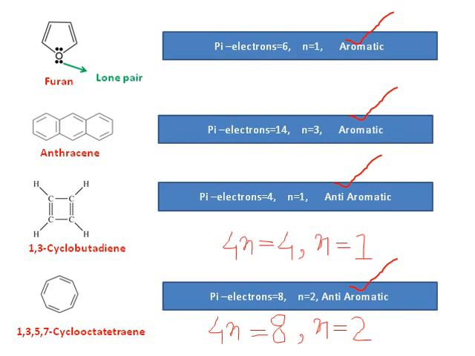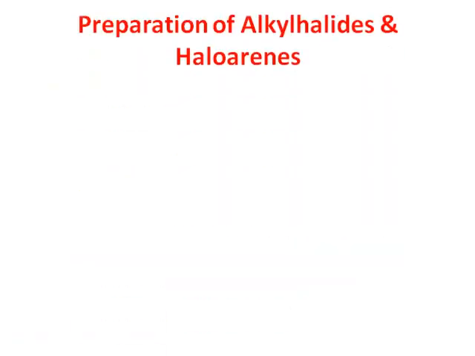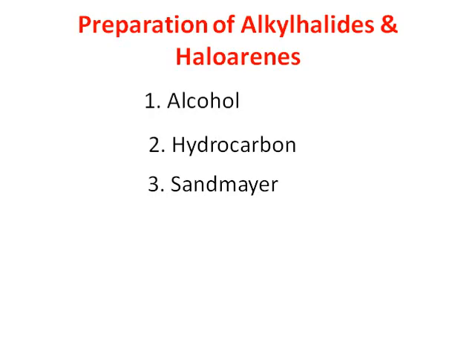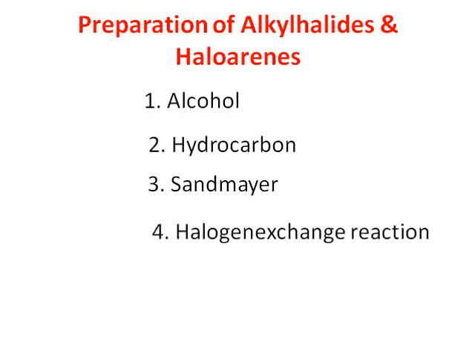Next we will go to a different topic, preparation of alkyl halides and haloarenes. In your syllabus, preparation is given from alcohol, hydrocarbon, Sandmeyer reaction and halogen exchange reaction. But here I will discuss preparation of alkyl halides and haloarenes only from alcohol. So here alcohol reacts with hydrogen halide in presence of zinc chloride to produce alkyl halide and water.